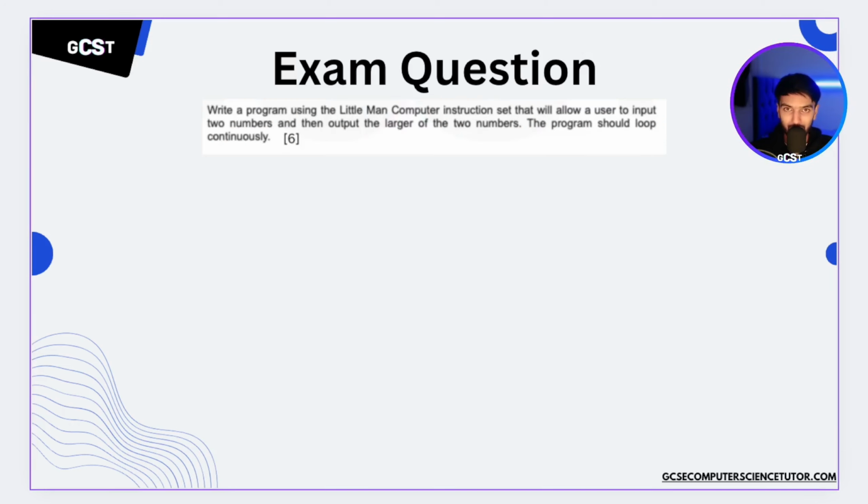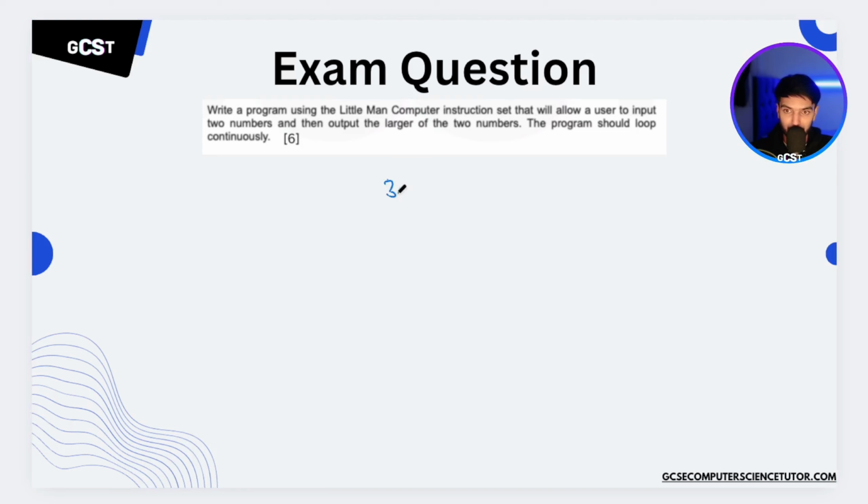Now on to another A-star question. This was poorly answered when it came up, so let's decompose it and go through it. Write a program using Little Man Computer that will allow the user to input two numbers and then output the larger of the two. This should loop continuously, so you can't just halt. The main thing is, how would you check if one number is larger than another, using simple addition and subtraction?